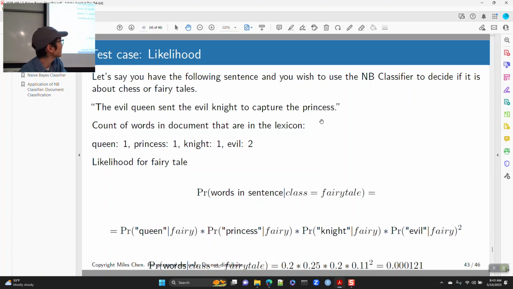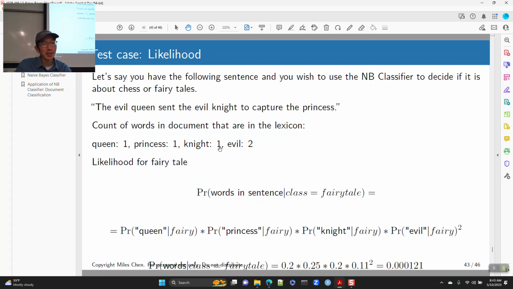Okay, so basically Bag of Words says, let's look at the words in our lexicon and count how many times each of those words appears. So queen appears once, princess appears once, knight appears once, evil appears twice. Okay, capture could have actually appeared in both fairy tale or chess or something like that.